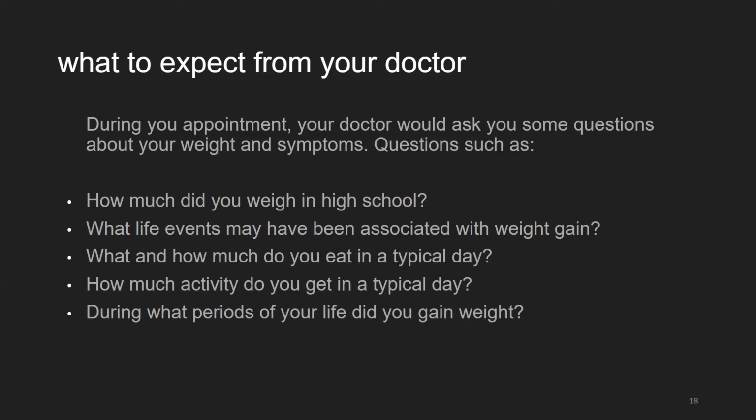How much activity do you get in a typical day? During what periods of your life did you gain weight? These are some good questions, but most people don't think about questions like this or don't remember their weight. It might be constant for some people, but it's a good idea, ahead of going to the doctor, to have some things that you might want to self-reflect on. Next slide.